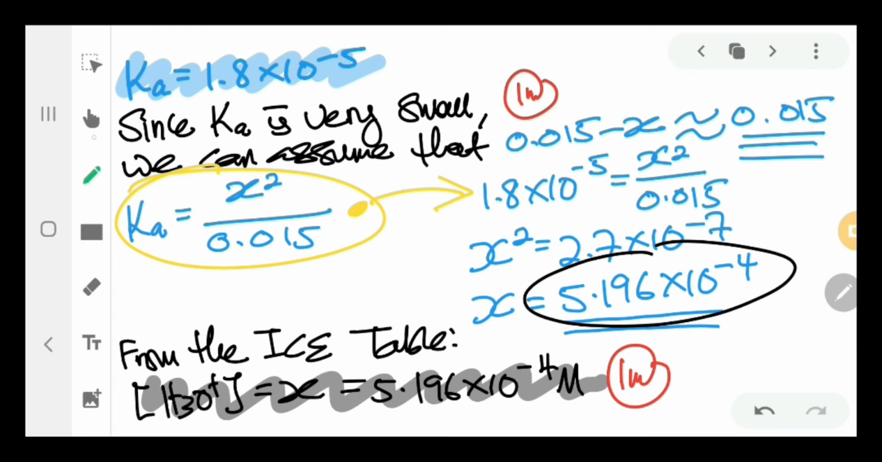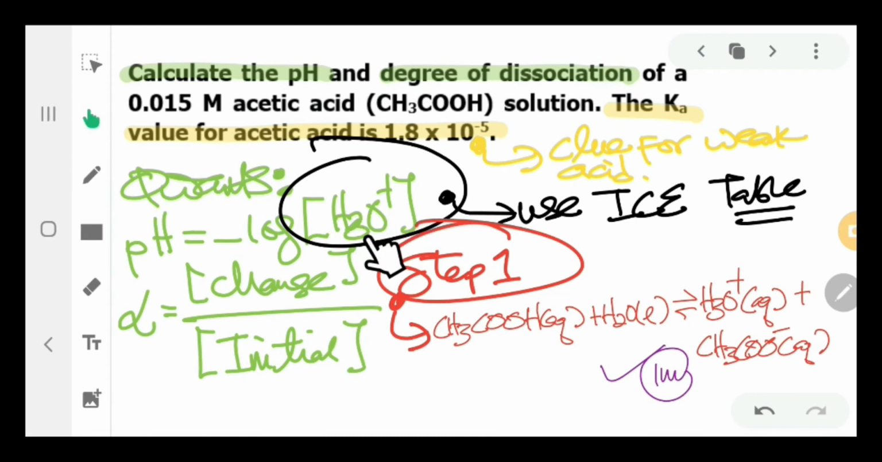So when we have found the concentration of H3O plus, then we can plug that value into this pH equation to find the pH of your acetic acid. Okay?